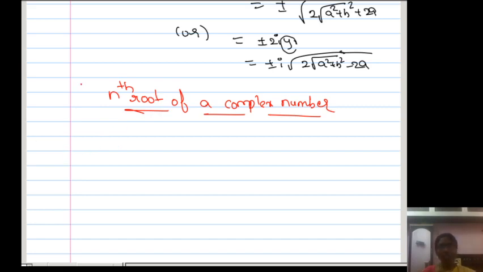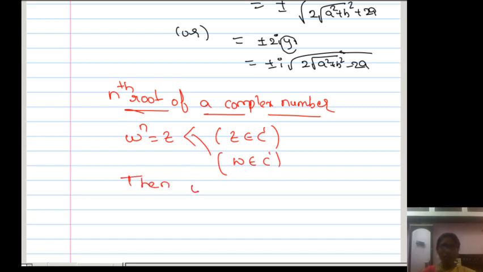In the previous case, square root means we discussed w square is equal to z. Here nth root means w power n is equal to z. If z belongs to C, any complex number, then w also belongs to the complex numbers. If it satisfies the condition w power n is equal to z, then w is called the nth root of z and is denoted by w equals z power 1 by n.